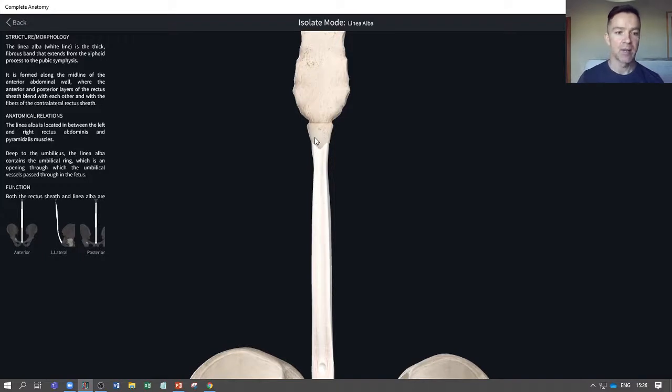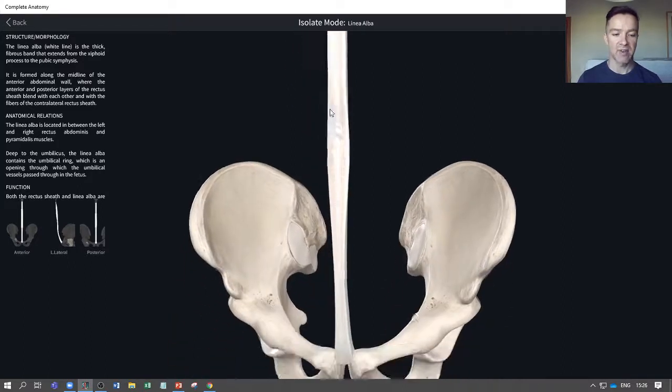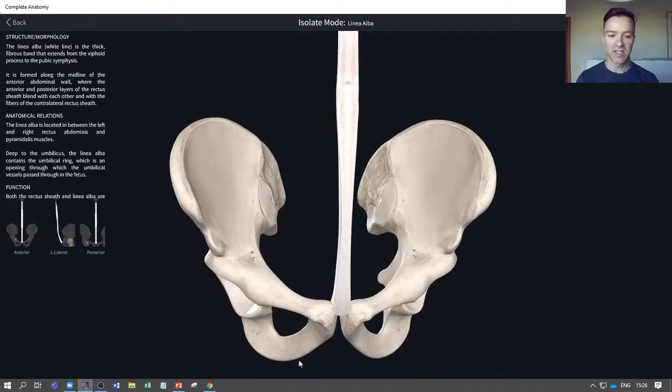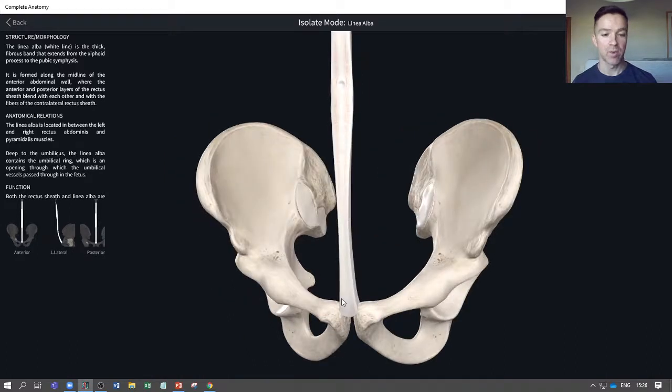So your linea alba is a thick band of connective tissue that extends from the xiphoid process down and attaches onto the pubic symphysis at the middle of the pelvis here. This big thick fibrous band is a site of attachment for many of the core abdominal muscles that we're going to talk about.